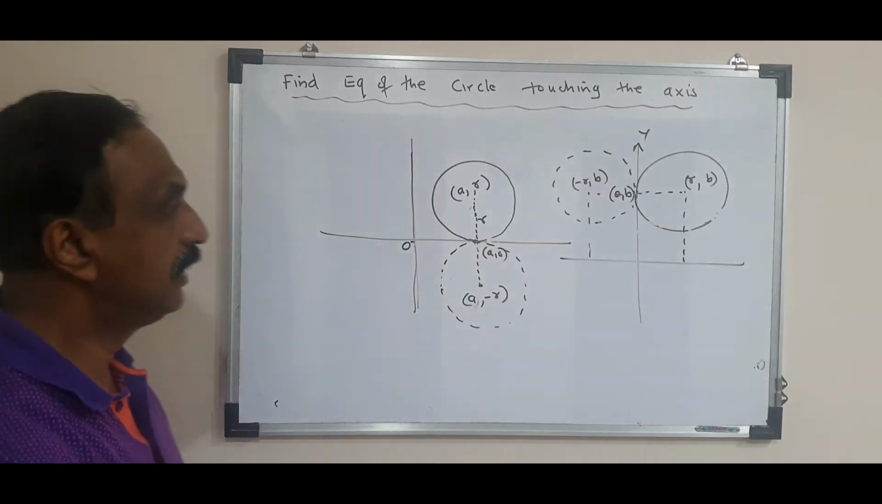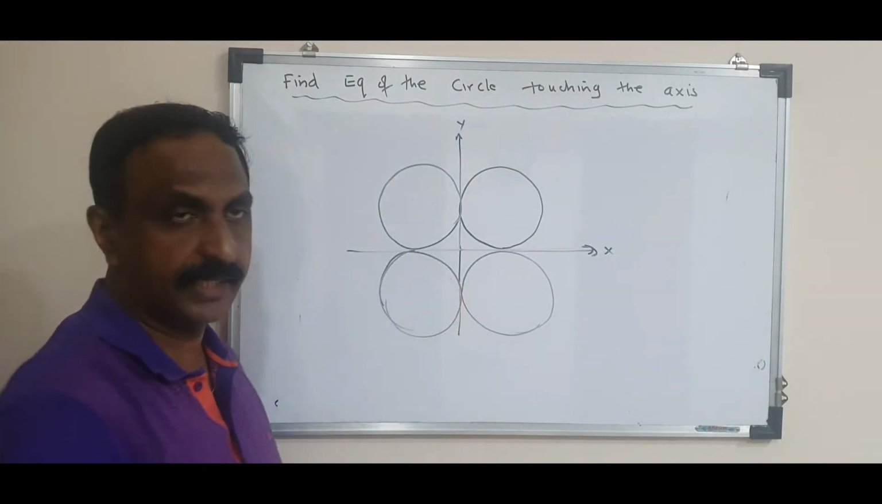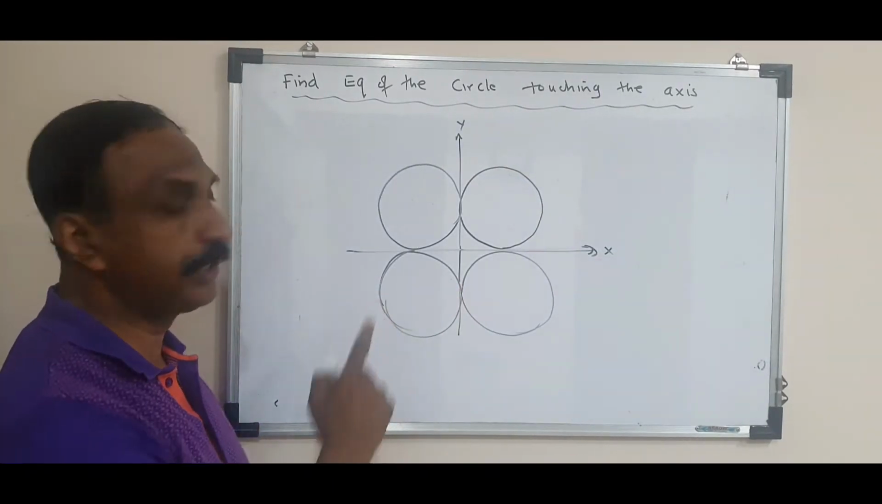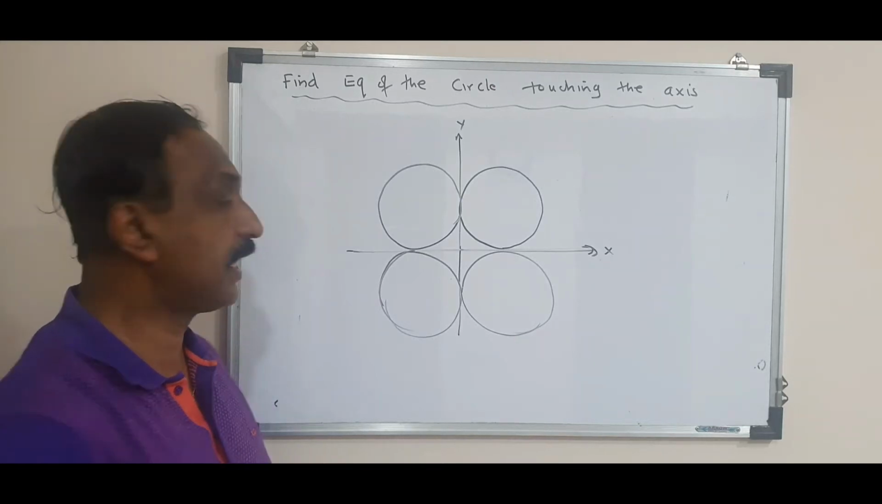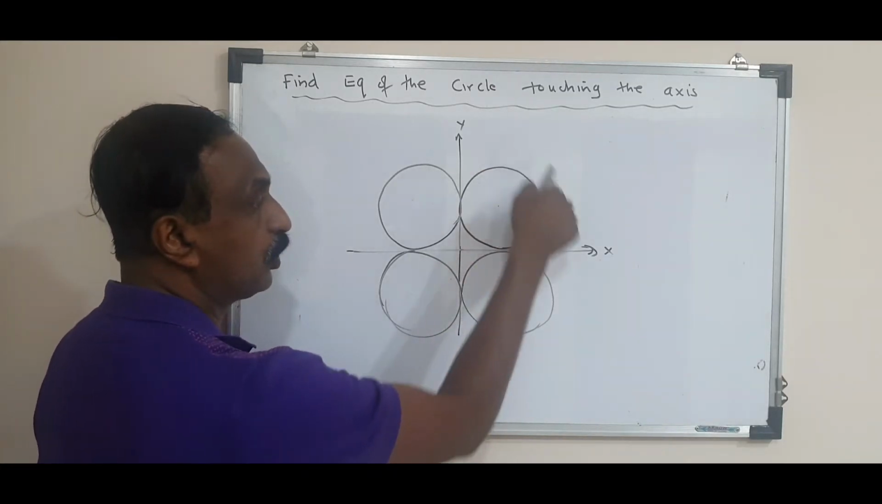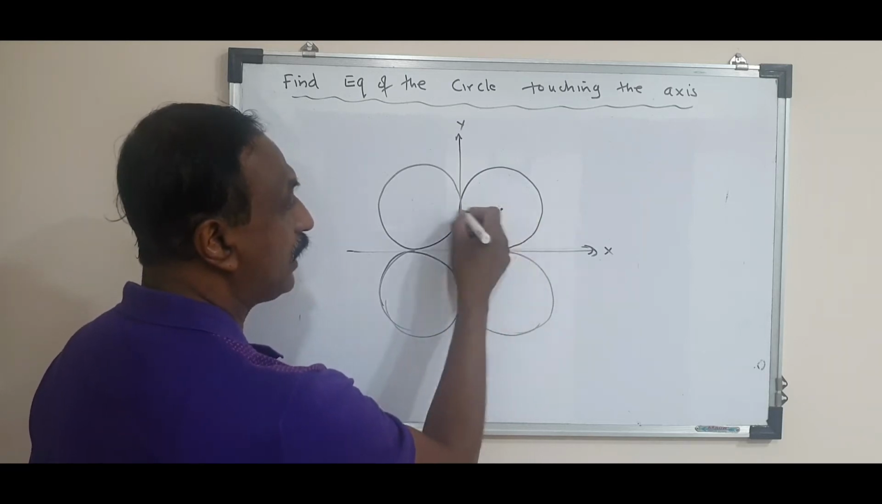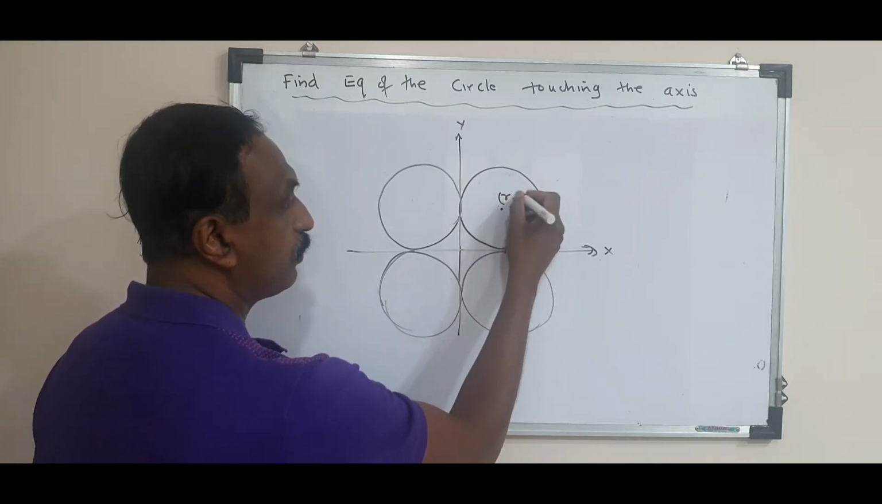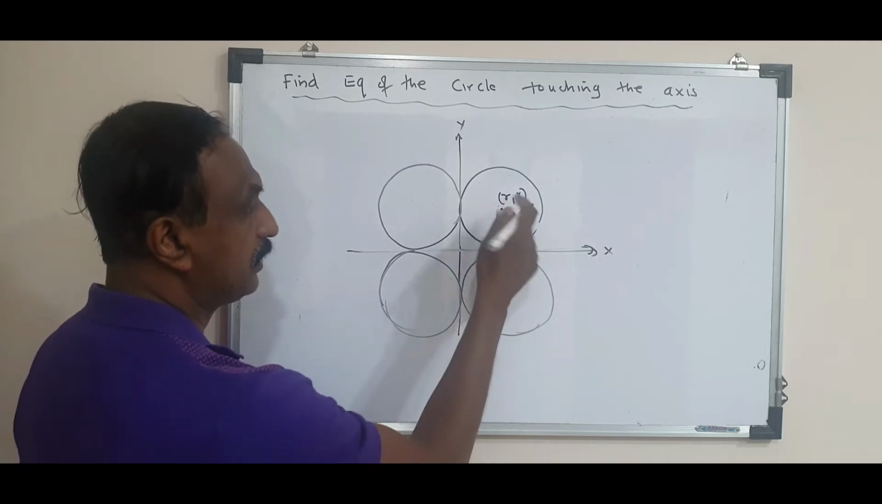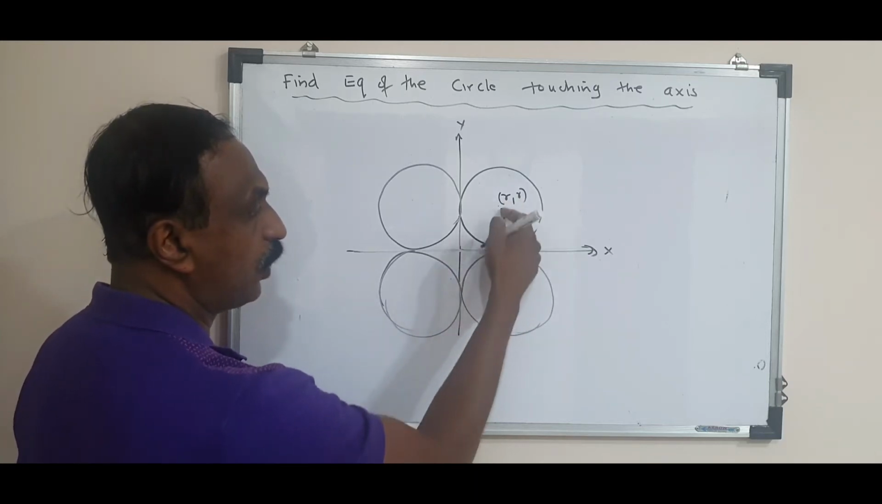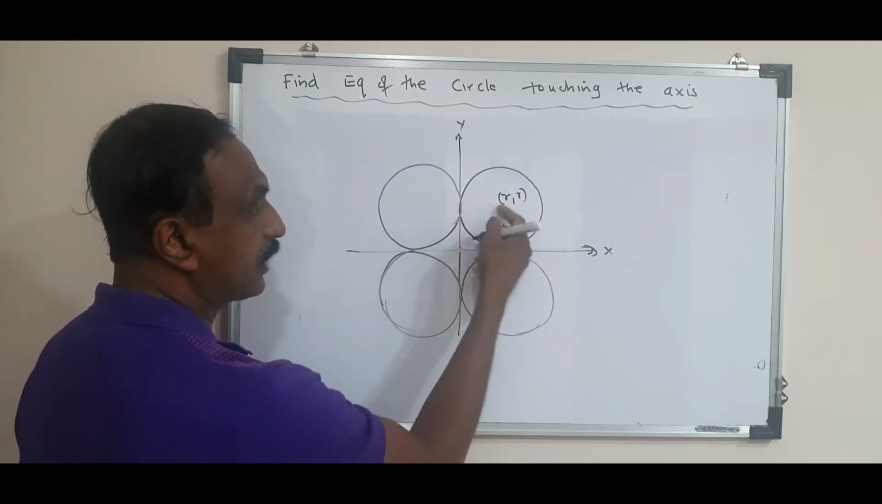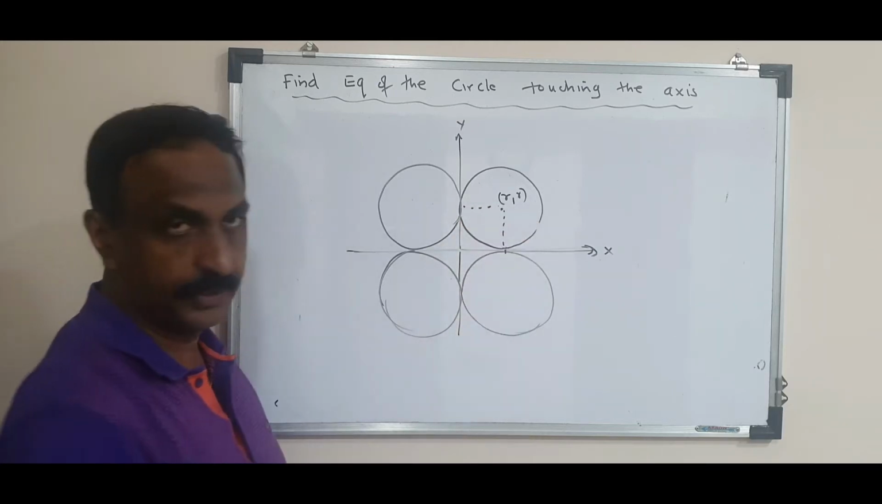Now let's have a look at if the circle touches both the axes. There are 4 possibilities depending on which quadrant the circle is lying in. Suppose it touches both the x and y axis and lies in the first quadrant. So the radius will be r, and the x and y coordinates both will be positive r. This will be the y-coordinate, which will be the radius. This will be the x-coordinate, which will be the radius.